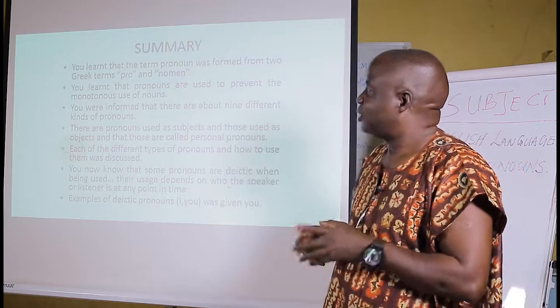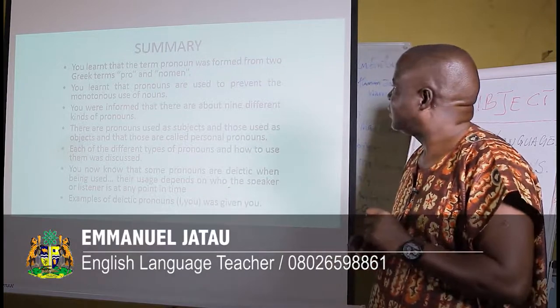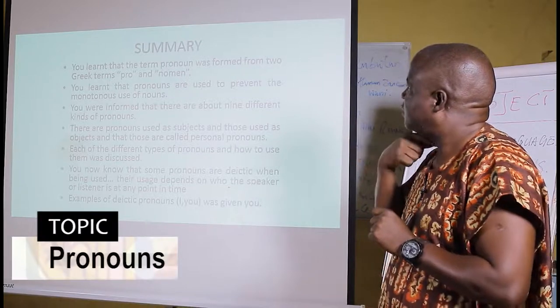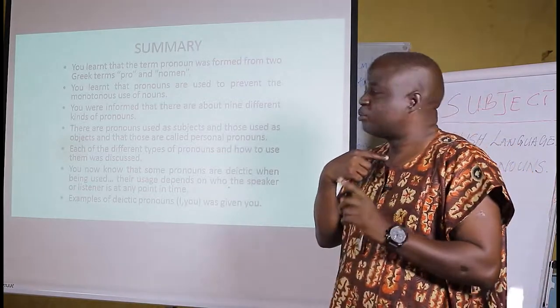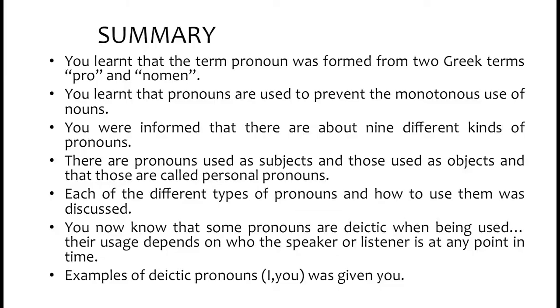Summary. You learned in this lesson that the term pronoun was formed from two Greek words, pro and nomen. You learned that pronouns are used to prevent the monotonous use of nouns. You were informed that there are about 9 different kinds of pronouns. There are pronouns used as subject and those used as objects, and those are called personal pronouns.